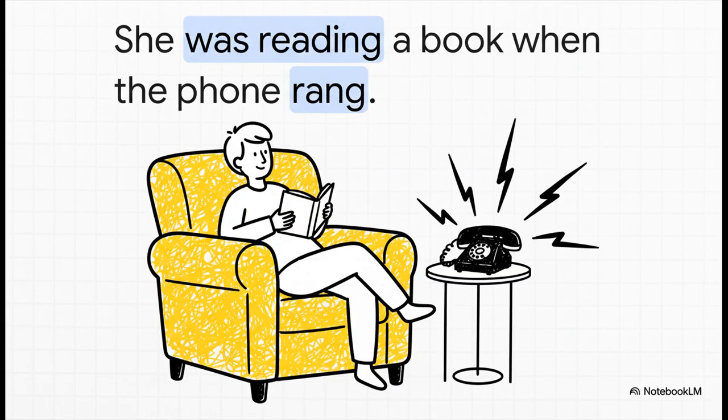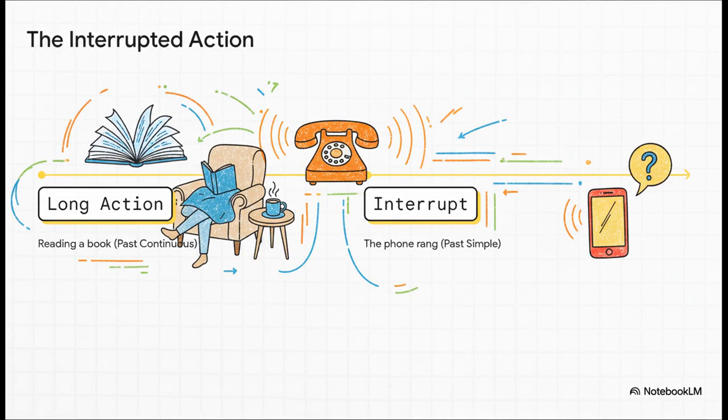Let's do another one. You'll start to see the pattern really clearly. She was reading a book when the phone rang. Okay, so which part is the long background scene and which is the quick interruption? You got it? The reading a book part, that was the ongoing scene. She was probably reading before, maybe she'd keep reading after. But the phone ringing, that was the short, sharp event that cut right into her quiet time.